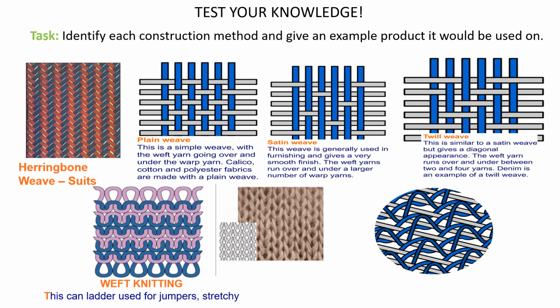Weft knitting. This is easily laddered but is suitable for jumpers and very stretchy. Warp knitting. Suitable for swimwear.